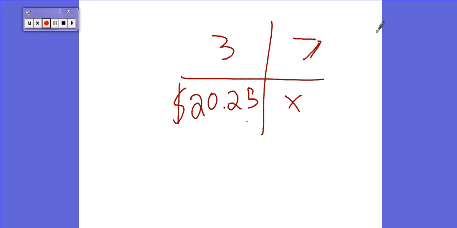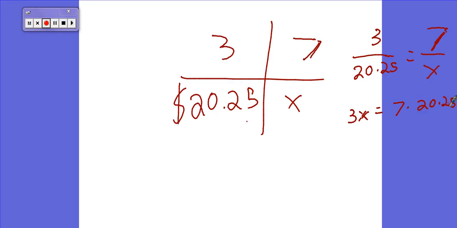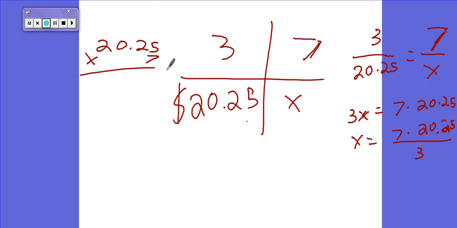All right, so that's 3 over 20.25, because it's a ratio, equals 7 over x. Okay? So that is 3x equals 7 times 20.25. Divide by 3, x equals 7 times 20.25 divided by 3. You can do that lots of different ways, but let's do it the easiest, most straightforward way. What is 20.25 times 7? Let's find that out first.